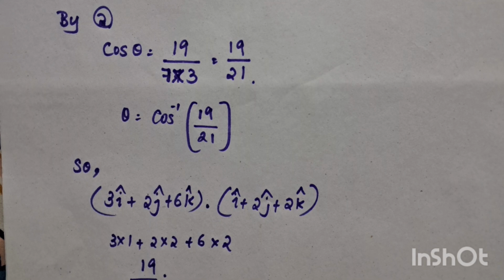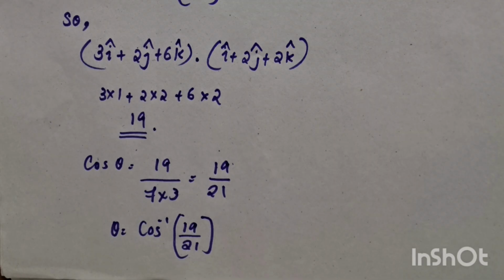So by multiplying the b1 vector and b2 vector we get 19. That is 3 into 1 plus 2 into 2 plus 6 into 2. Only the values are being multiplied, that is a1 into a2, b1 into b2 and c1 into c2, and all these are added up, so we get 19. So cos theta is equal to 19 by 21, and theta is equal to cos inverse 19 by 21.